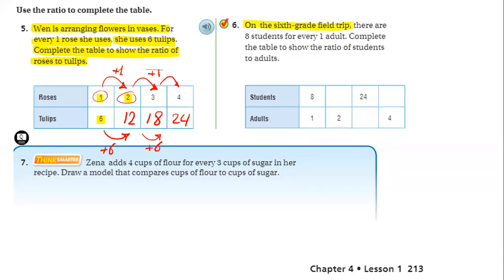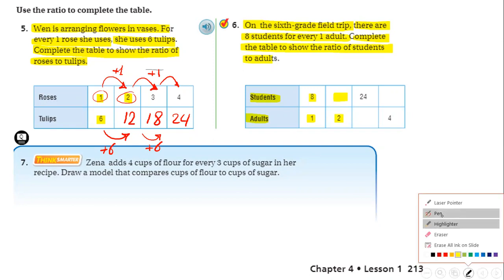On the 6th grade field trip, there are 8 students for every 1 adult. There are 8 students for every 1 adult. This is the main sentence in the question. Complete the table to show the ratio of students to adults. The question says 8 students for every 1 adult. So if you have 2 adults, how many students should be written here?